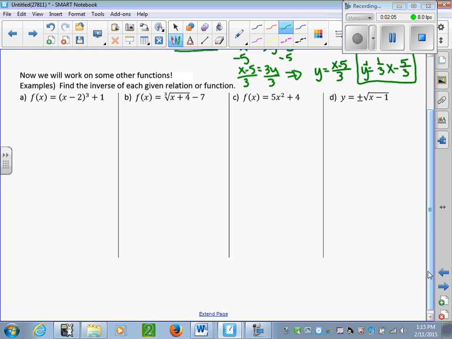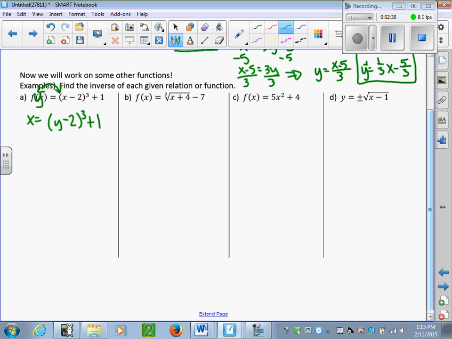So first thing I'm going to do is write over this and put y equals. Now that I have y equals something, I can switch my x and my y. So I'm going to just switch them. Now I have x equals (y minus 2) cubed plus 1. Now I need to solve back for y. This is where all those tools we've been learning in days 1 through 4 for solving radical and exponential equations are going to come in handy.